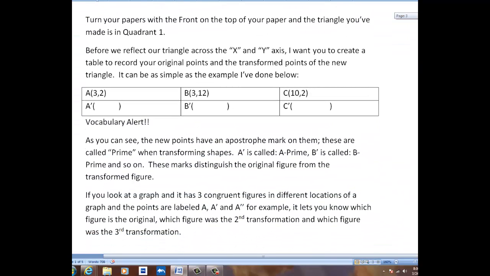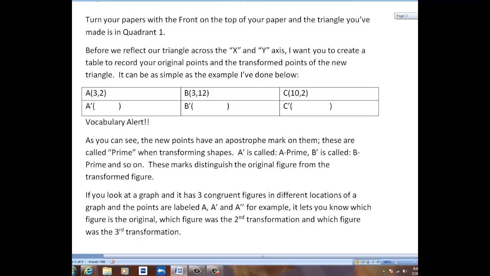Now turn your paper with the front on the top of your paper, and the triangle you've made is in quadrant 1. Before we reflect our triangle across the X and Y axes, I want you to create a table to record your original points and the transform points of the new triangle. It can be as simple as the example I've done below.